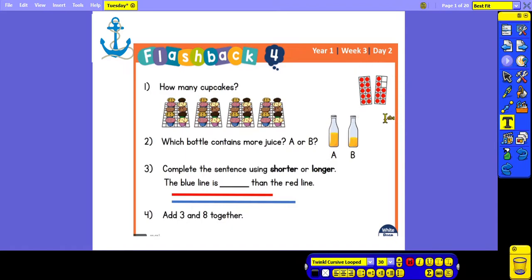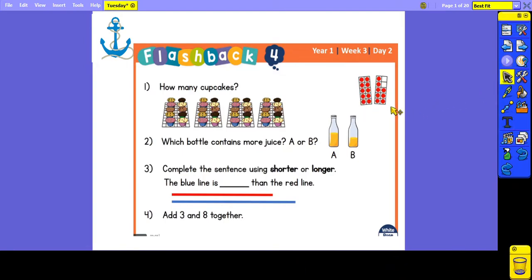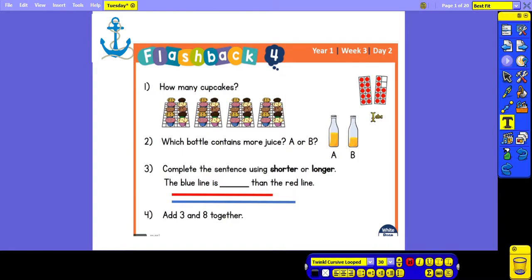So here, if we have a look at the 10 frames, we can see the first one is complete, so that represents 10. And the second one is not complete, so we need to count how many counters are inside. We've got 1, 2, 3, 4, 5, 6, 7, 8. So we've got 10 here and 8 here. We know that 10 add 8 makes 18.